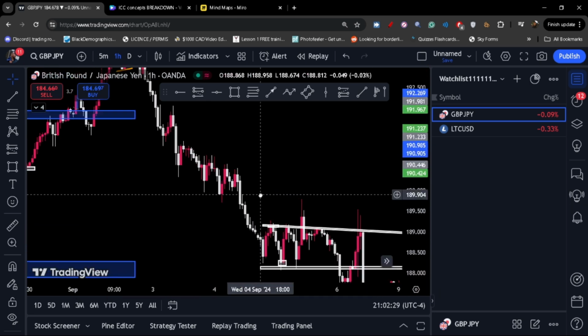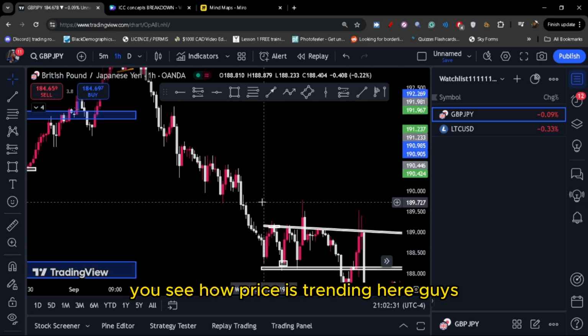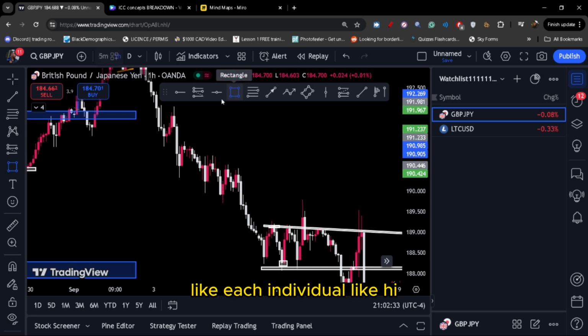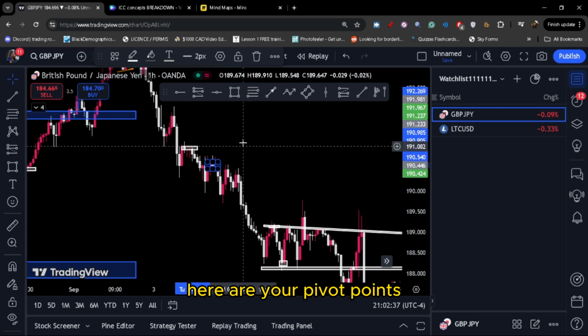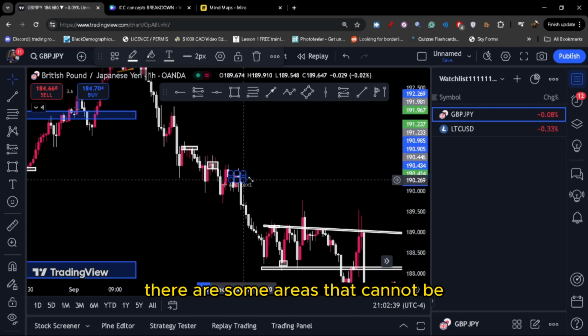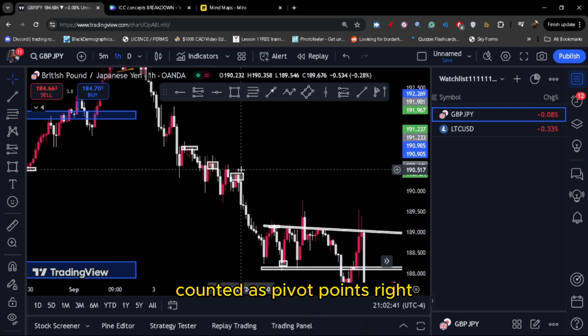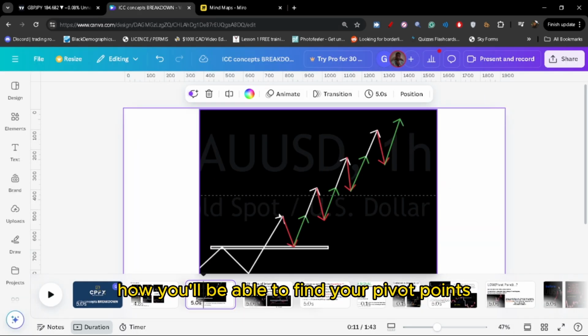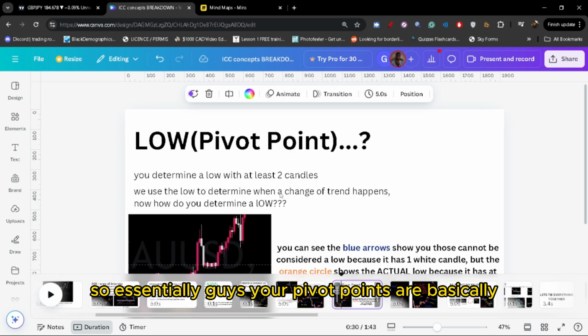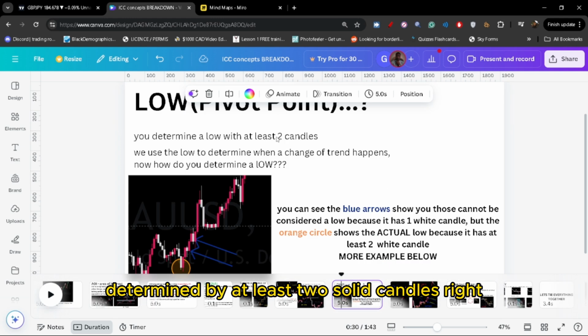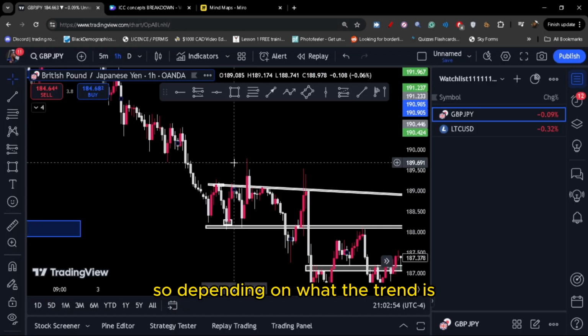Because guys, you see how price is trending here. You might think, oh, each individual high here is a pivot point, but that's not the case, guys. There are some areas that cannot be counted as pivot points, right? So let me break down exactly how you'll be able to find your pivot points. Essentially guys, your pivot points are basically determined by at least two solid candles, right? So depending on what the trend is.